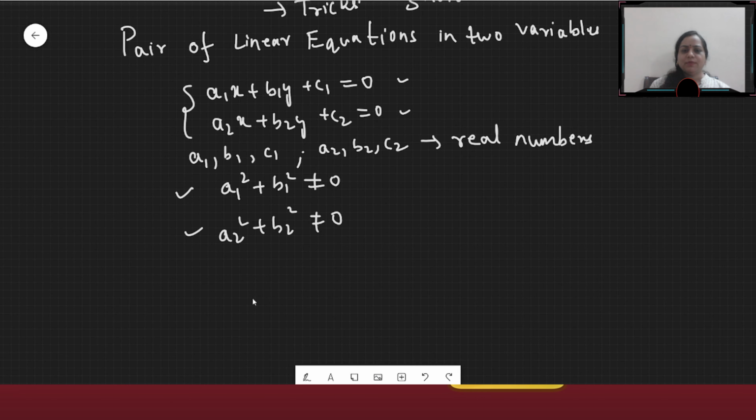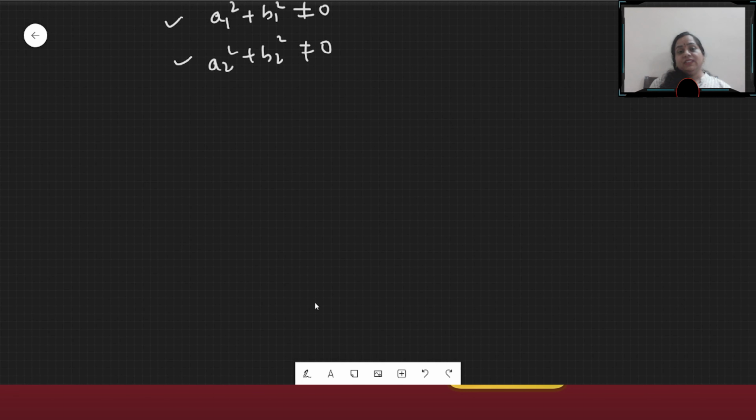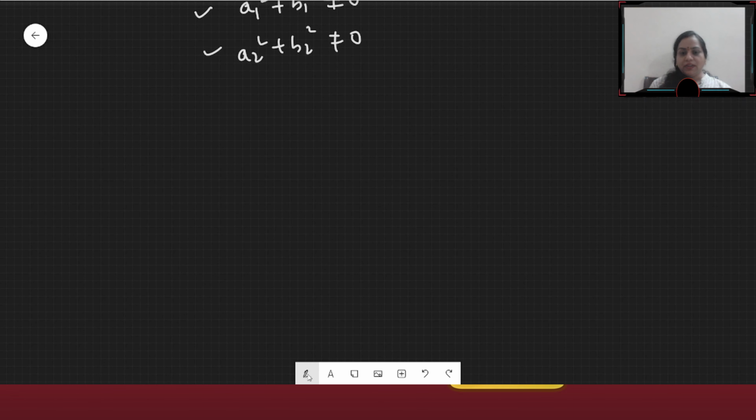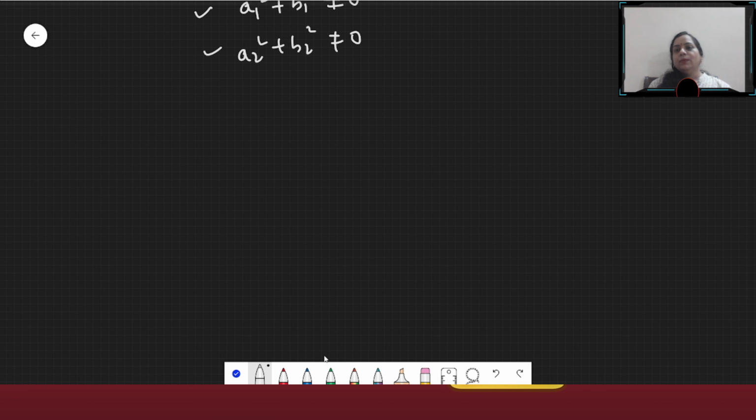Now, whenever we are talking about equations, whether it is a linear equation in one variable, you have seen that when you were solving it, you were getting a unique solution. When there was a linear equation in two variables, which you learnt last year, you know that there are infinitely many solutions. But when we are talking about a pair of linear equations in two variables, there might be different types of solutions again.